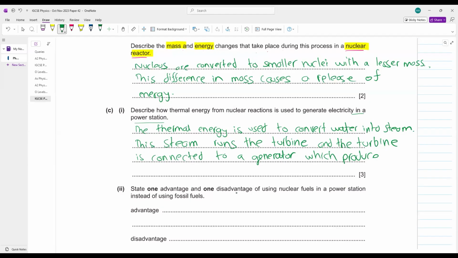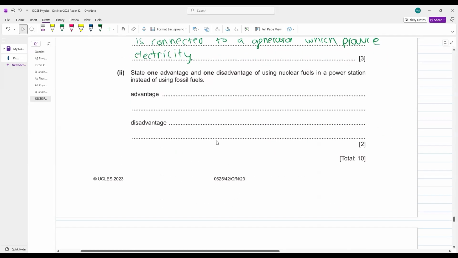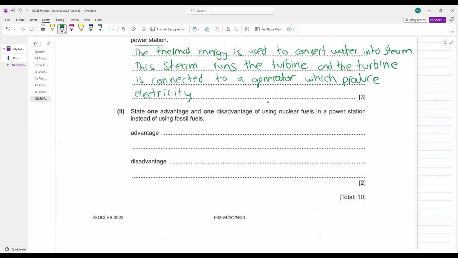This steam runs the turbine. The turbine is connected to a generator which produces electricity. Simple as that, nothing complicated here. State one advantage and disadvantage of using nuclear fuels in a power station instead of using fossil fuels.